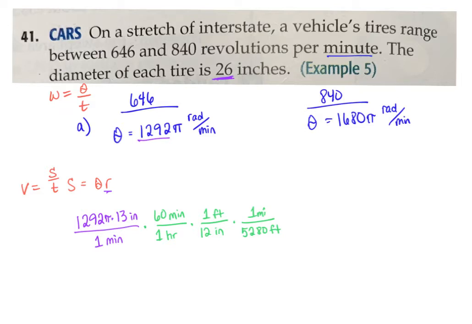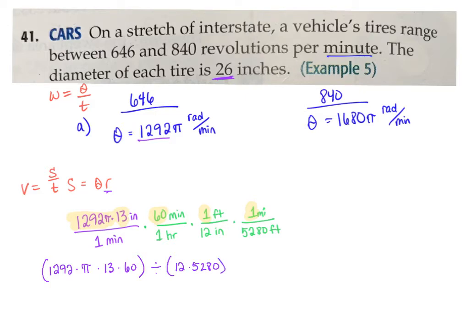So then what you're going to do is multiply across. You're going to say 1292 times pi times 13 times 60 times 1 times 1. And you are going to then divide it. And you do have to put parentheses here. So in your calculator, when you do this one, you don't have to do parentheses at first. That's not as important. But basically, you're multiplying 1292 times pi times 13 times 60. And that group is divided by 1 times 12 times 5,280.